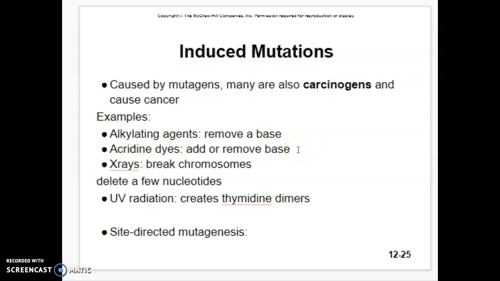Acridine dyes, for a long time, M&Ms didn't sell certain reds and blues because they were acridine dyes and they caused cancer, so they were removed from the market for a long time. X-rays actually break chromosomes and delete nucleotides, so that's why you have to wear all those lead aprons every time you get an X-ray.